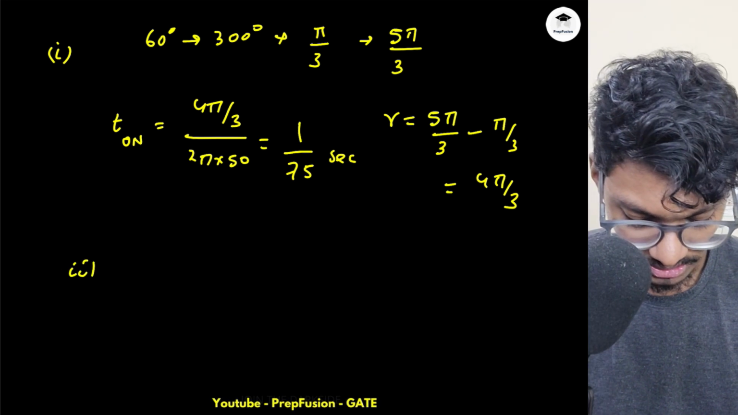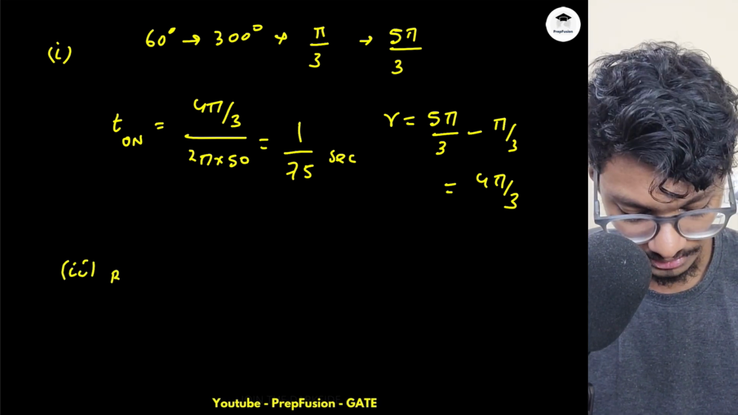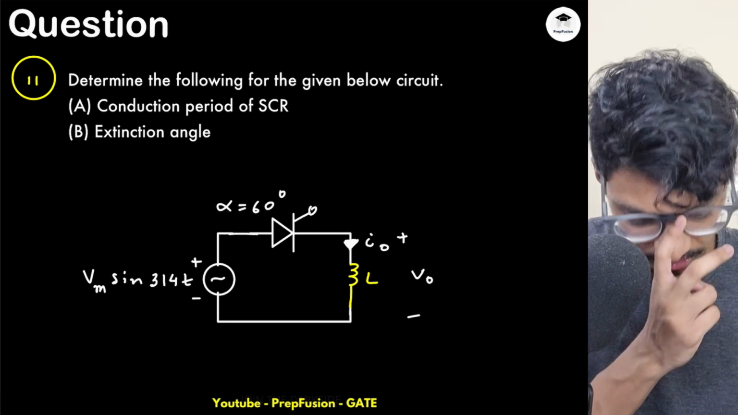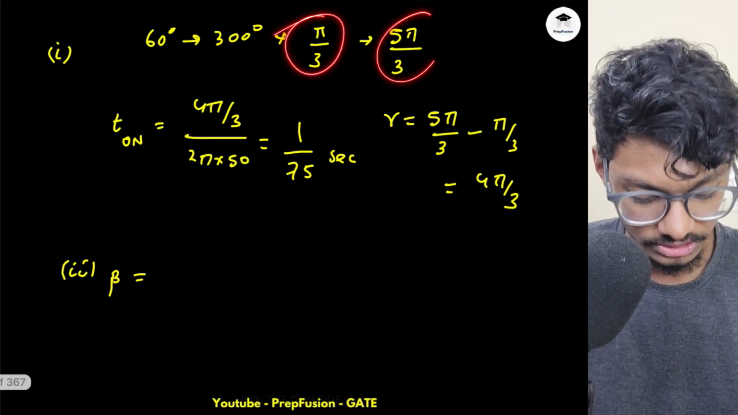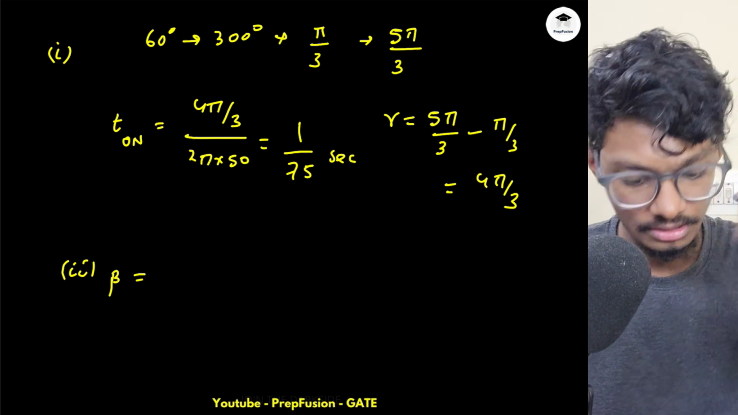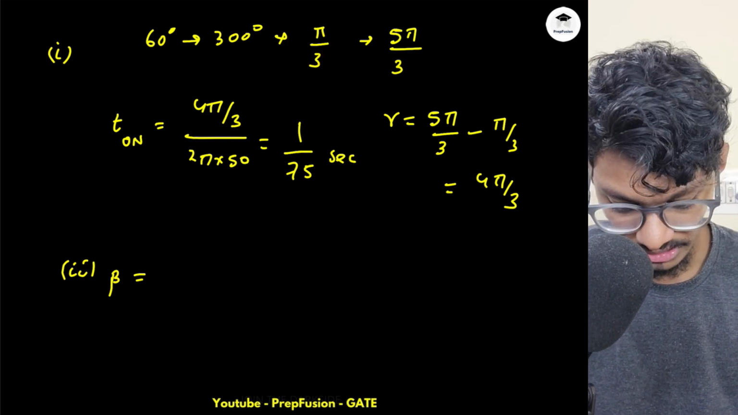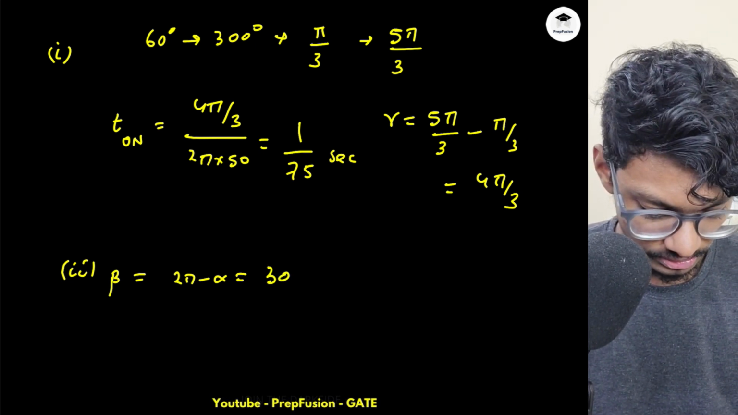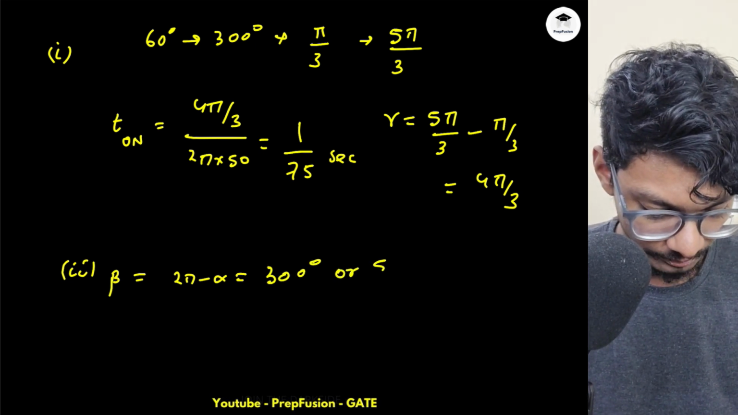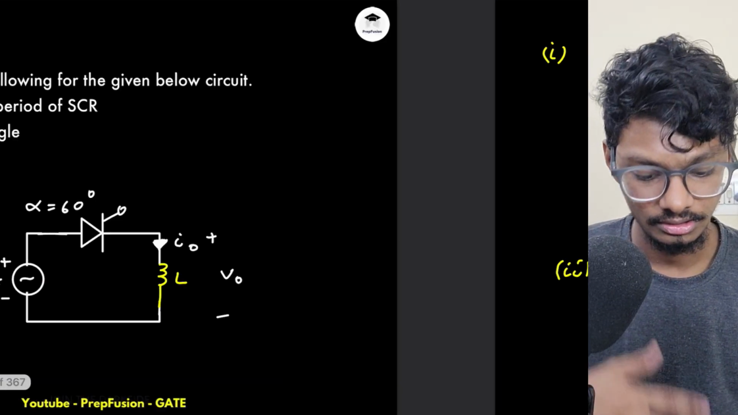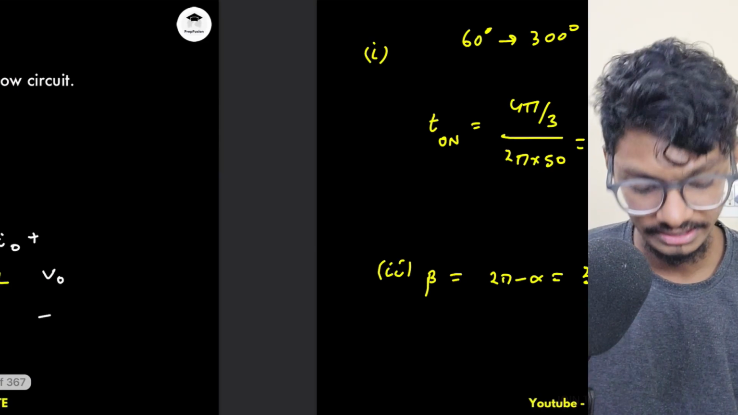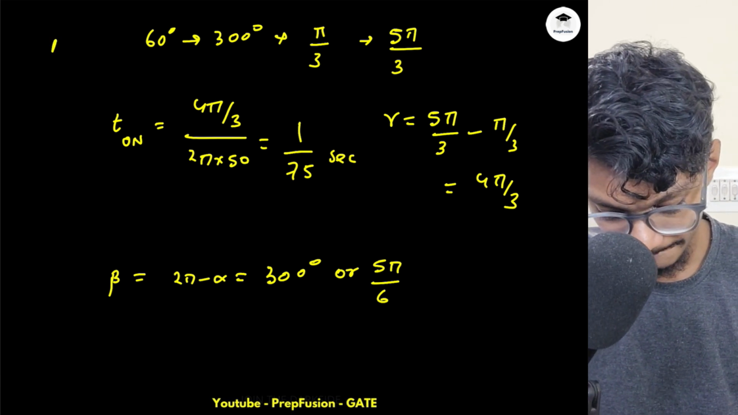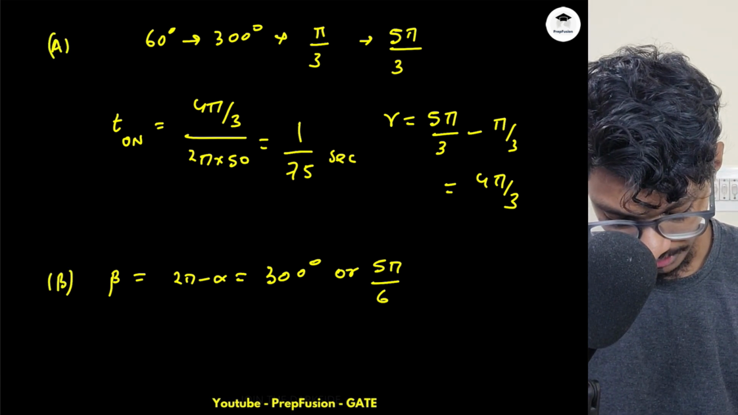Now what is the second? Second is the extinction angle, that is beta. And in our case, what is the extinction angle? It extinguishes just after here, right? Just here, 2 pi minus alpha, that is pi by 3. So 2 pi minus alpha, that is pi by 3. So it is equal to simply 300 degrees or 5 pi by 3, whichever units they are asking the answer in. So these two are the answers. These two are the simplest ones. Like this is A, this is B. Okay, so like this you can solve the questions.